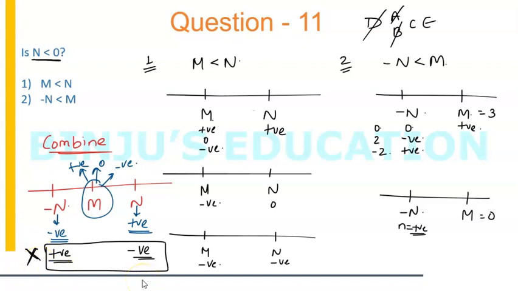N can't be 0 because if n is 0, then minus n, m and n will all lie on the same point, and that's not feasible. Okay, so the only possibility is that n is positive. So is positive less than 0? My conclusive answer is no. Which means my answer to this question simply becomes option number C, that both statements combined are sufficient to answer the question.